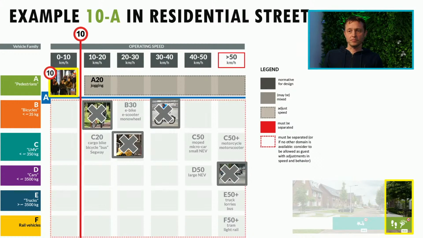Yeah, so the pedestrians have their own space. Yeah, and the rest is not allowed because they do not have their own space. Yep.